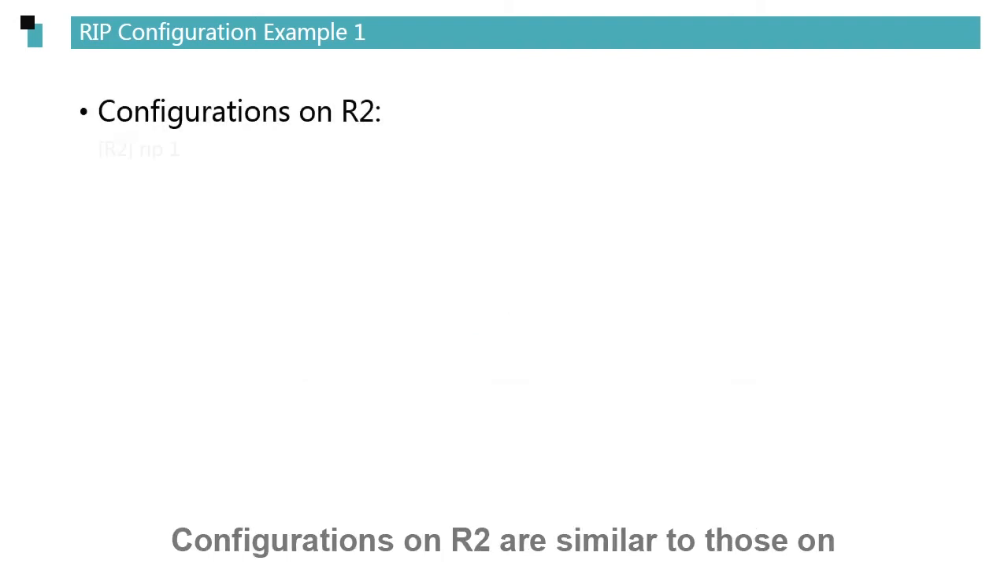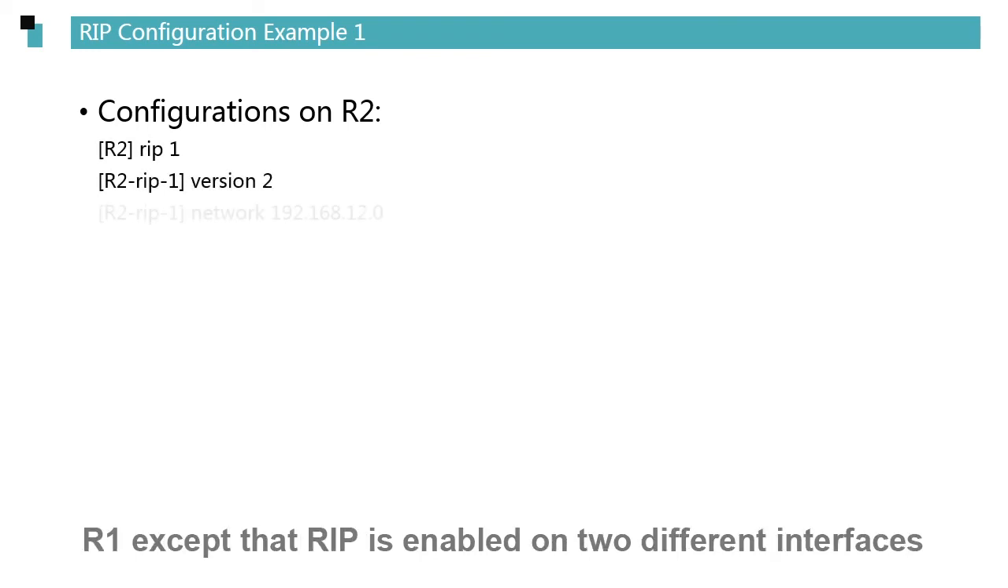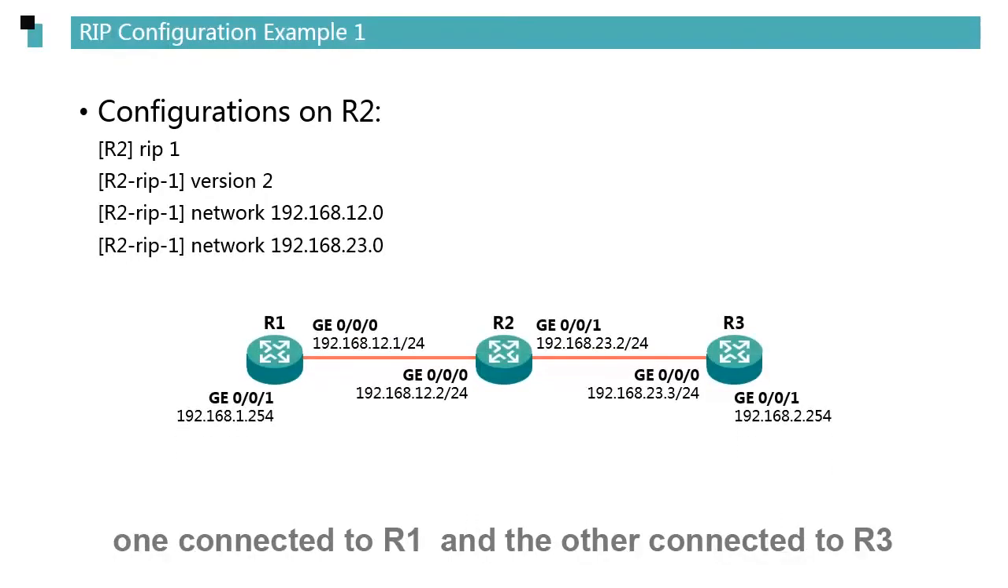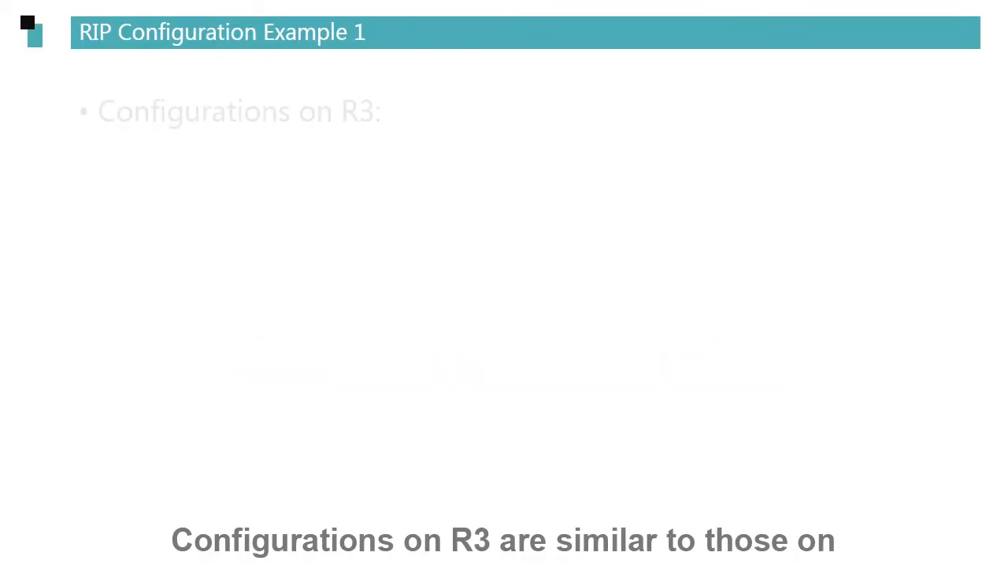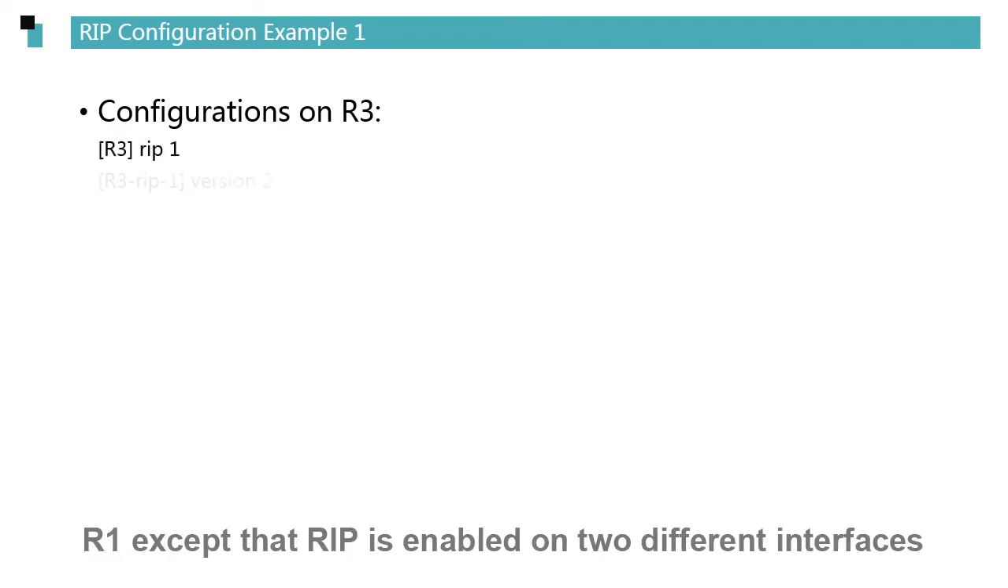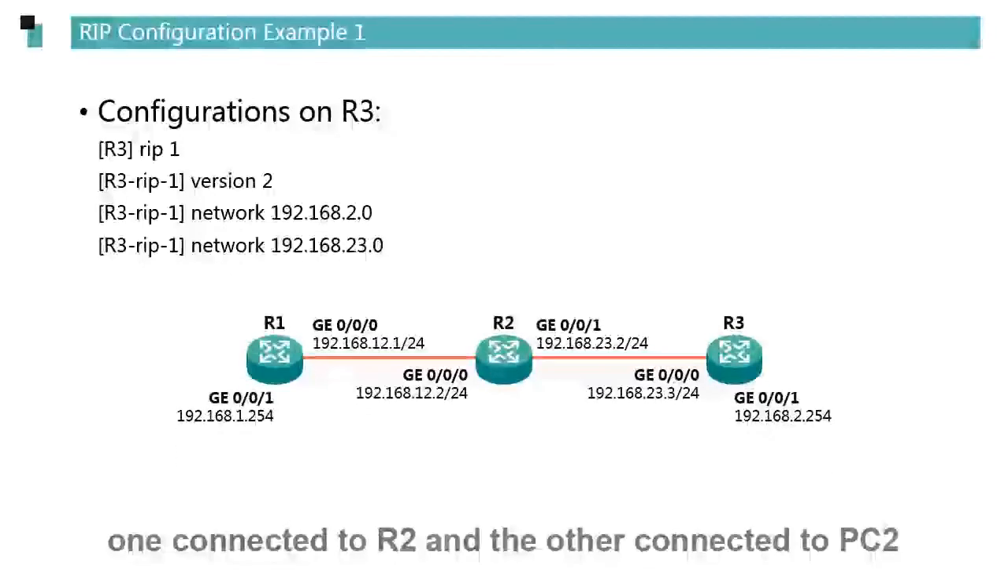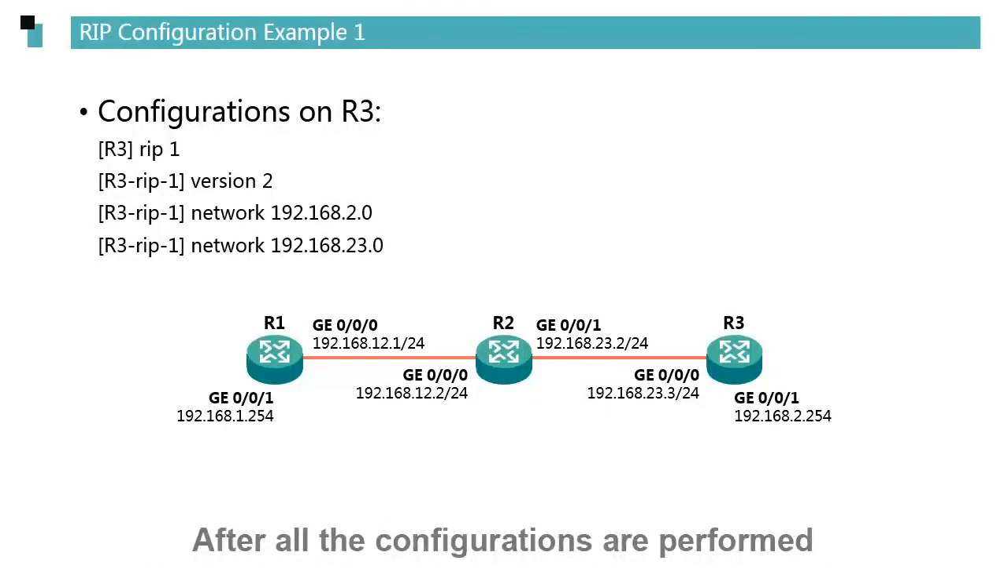Configurations on R2 are similar to those on R1, except that RIP is enabled on two different interfaces, one connected to R1 and the other connected to R3. Configurations on R3 are similar to those on R1, except that RIP is enabled on two different interfaces, one connected to R2 and the other connected to PC2.